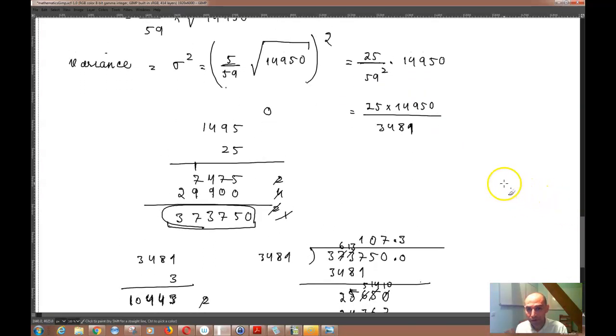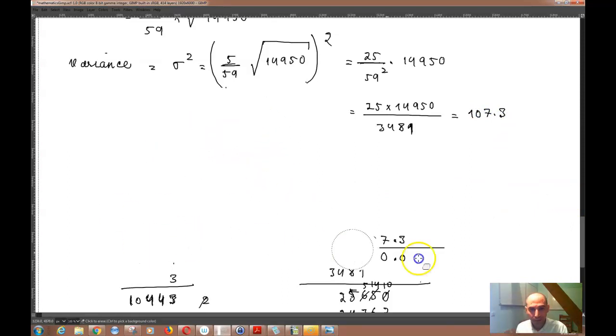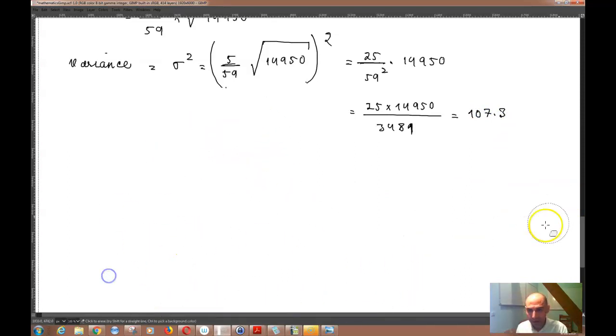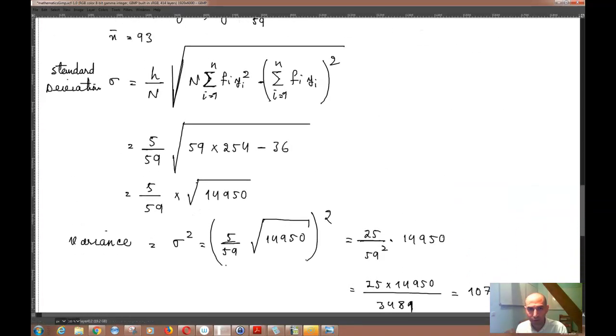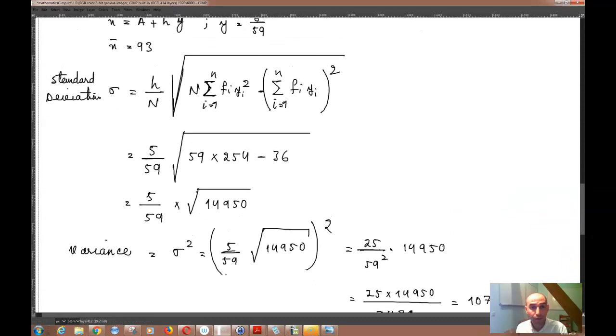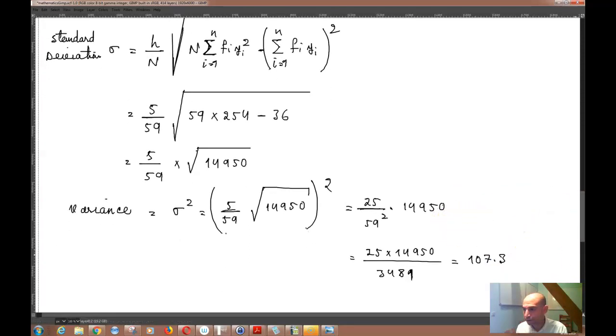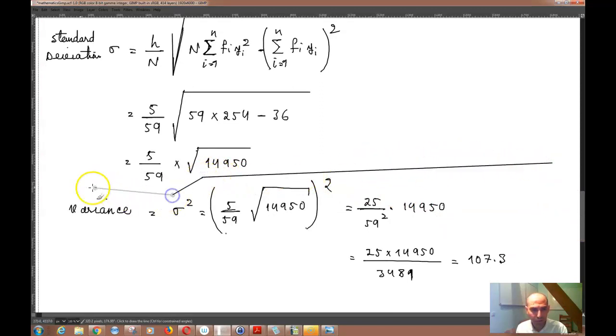So your variance is equal to 107.3. Now the next thing that you need to calculate is standard deviation. So your standard deviation is this part. This is your standard deviation, which is basically you're looking for this thing over here. This is your variance.